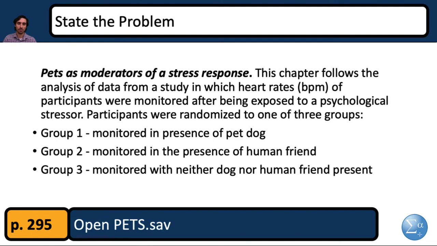Participants were randomized to one of three groups. Group 1 was monitored with a presence of a pet dog. First off, we need to know what kind of pet dog that is, because I think that should matter. If you're in a room with like a Doberman Pinscher or a Rottweiler, do you feel as comfortable, say, if it's a Shih Tzu? Group 2 was monitored in the presence of a human friend. Okay, good to know. And then group 3 was monitored with neither a dog nor a human.